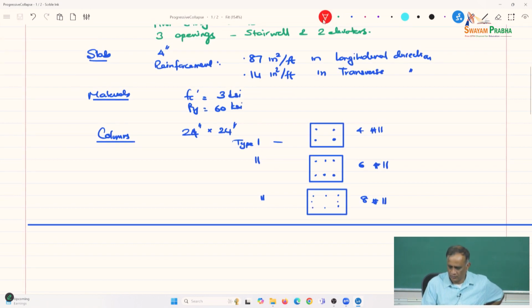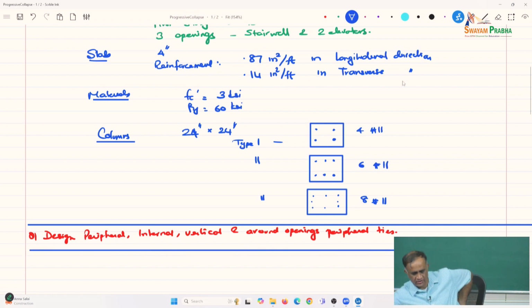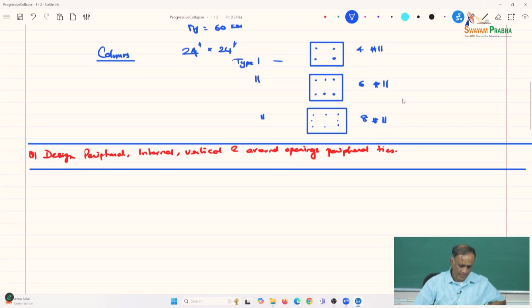The question is to design the peripheral, internal, vertical and around openings peripheral ties. It's a fairly straightforward problem, but we'll just go through all the details. This will be part of the tutorials this afternoon.